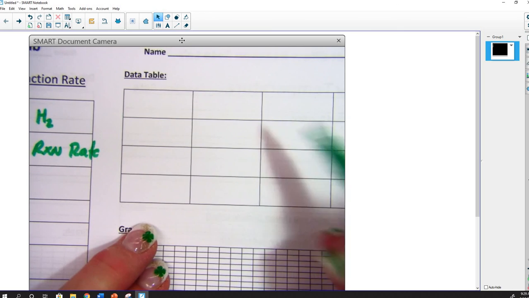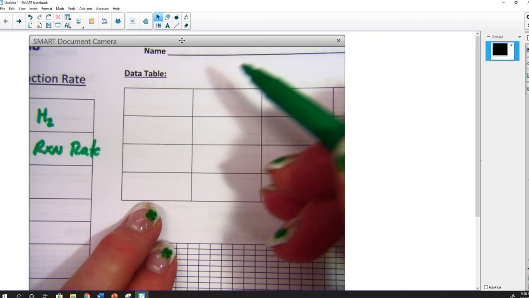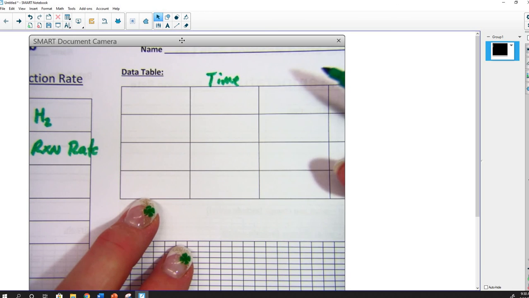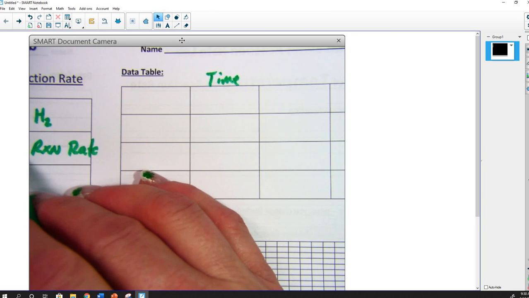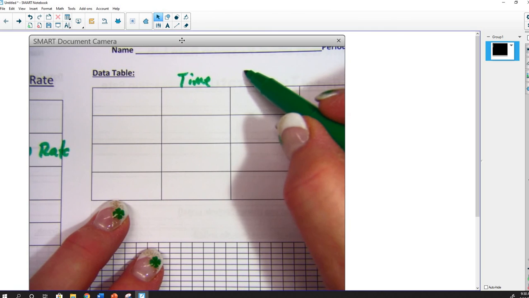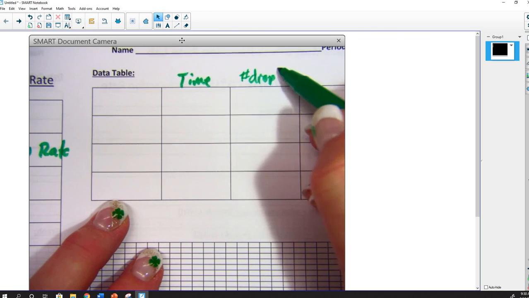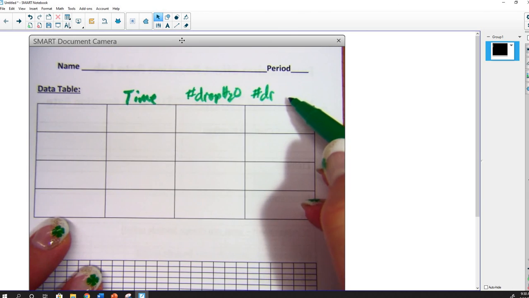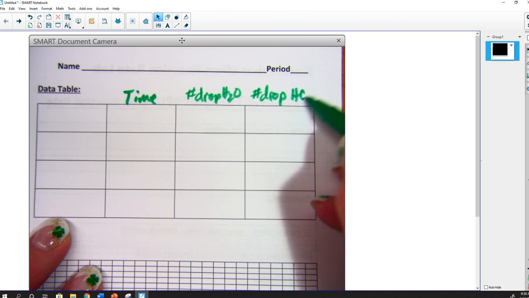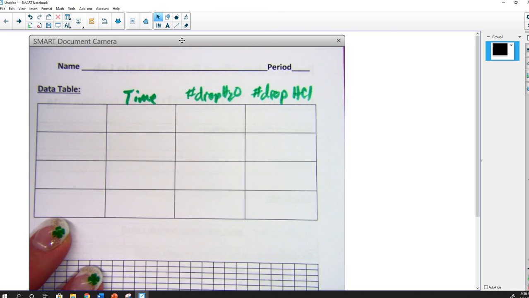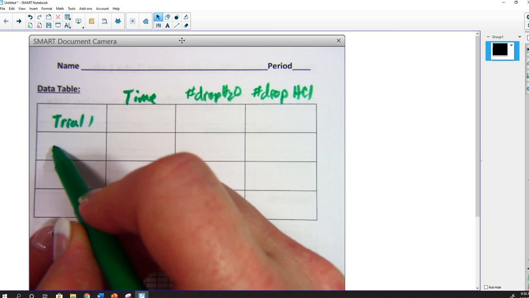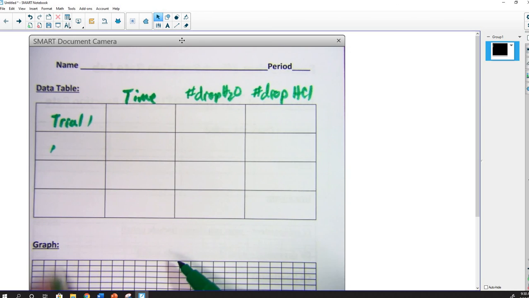The data table needs to be set up. So you need to say, okay, I know I'm going to need time, right? That's one of the things I know I'm going to need. But if I'm worried about concentration, then I'm also going to probably say number of drops of water versus number of drops of HCl, right? Because I'm not changing the amount of ribbon I put in. I'm just changing the concentration. And then you would put trial one, trial two, trial three, whatever, okay?